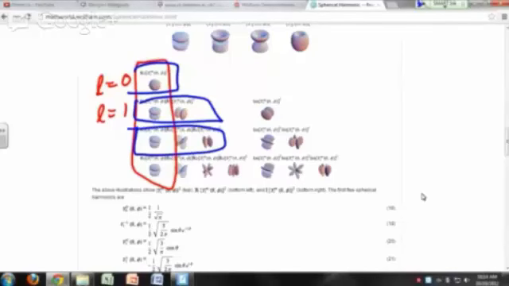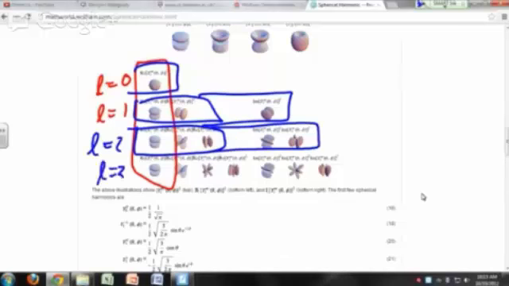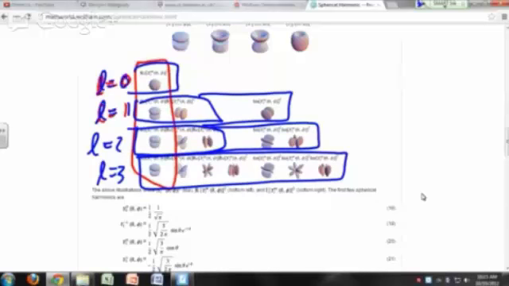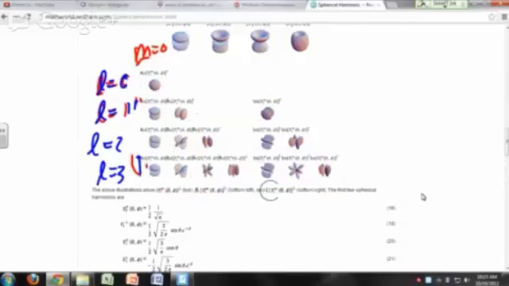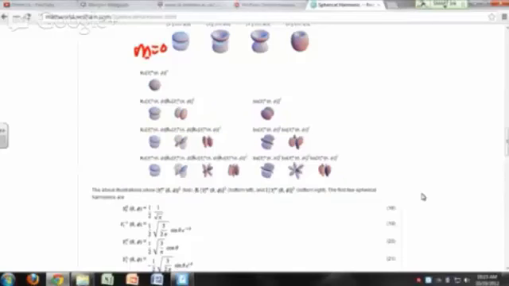Okay, sorry. So that's L equals 0, L equals 1, L equals 2. Okay, L equals 2, L equals 3. All right, and these are for M equals 0. So this is M equals 0 over here.